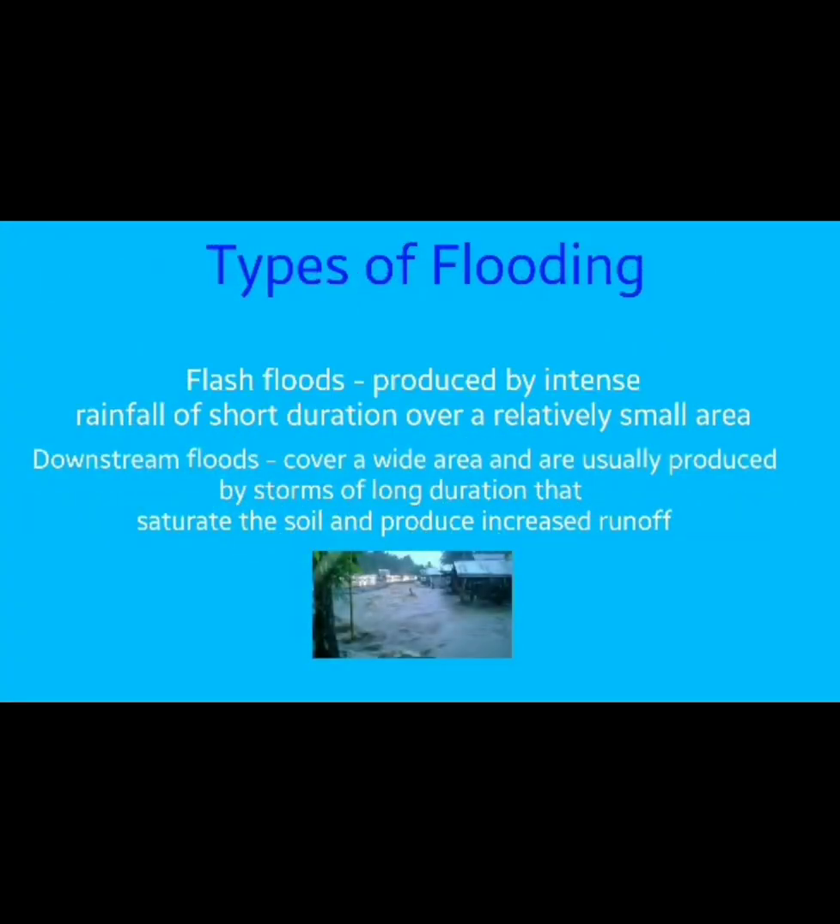Types of flooding. Flash floods are produced by intense rainfall of short duration over a relatively small area. Downstream floods cover a wide area and are usually produced by storms of long duration that saturate the soil and produce increased runoff.